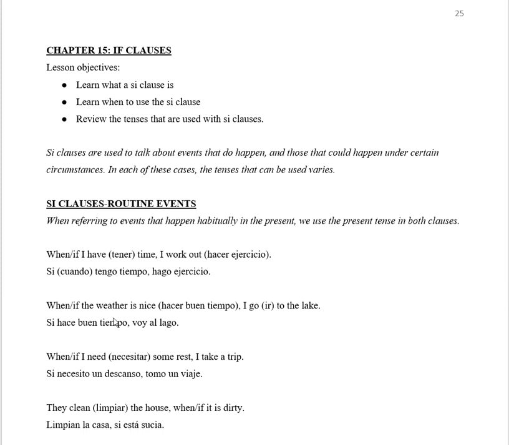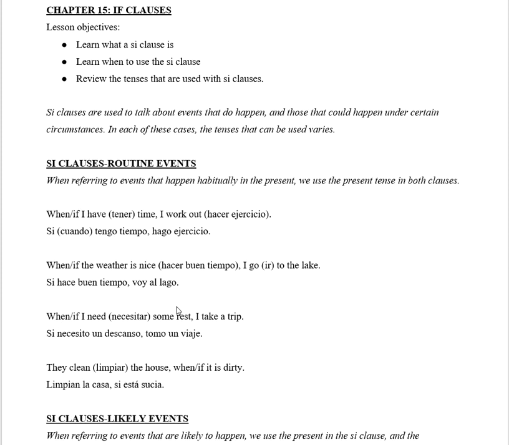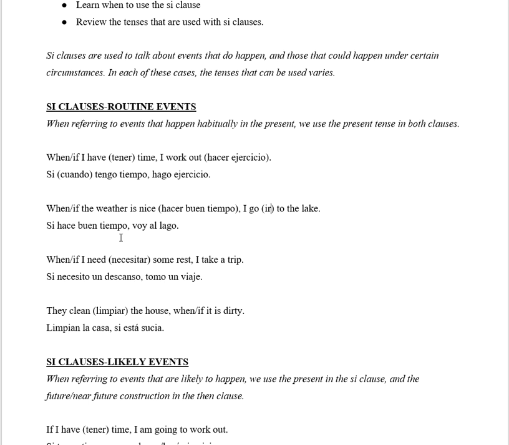So let's look at C clauses with routine events. So when referring to events that happen habitually in the present, we use the present tense in both clauses. So when I have time, I work out. If I have time, I work out. Right? We're just going to conjugate these verbs here in the present tense. Si tengo tiempo, hago ejercicio. When the weather is nice, hacer buen tiempo, I go to the lake. Ir. Right? So we just conjugate these verbs here in the present tense. Si hace buen tiempo, voy al lago.